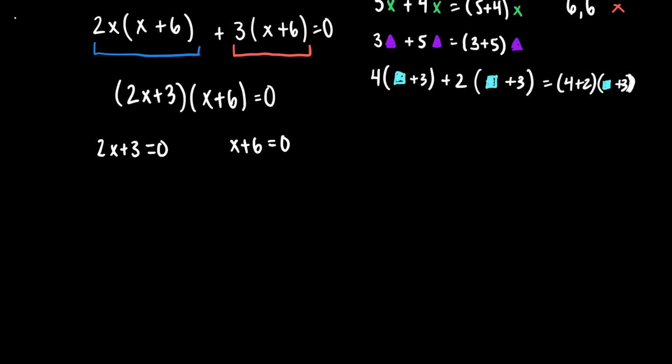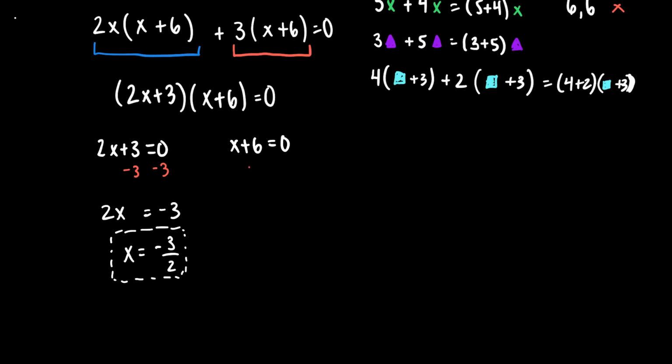If we solve here, let's subtract 3 from both sides. I'll do the first one here. So 2x is going to be equal to negative 3. If you divide by 2, you're going to get x is equal to negative 3 halves. That's one of our solutions, supposedly.